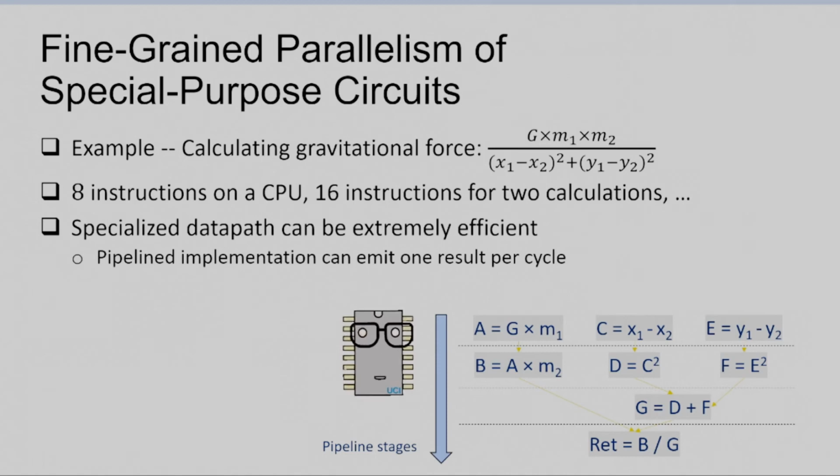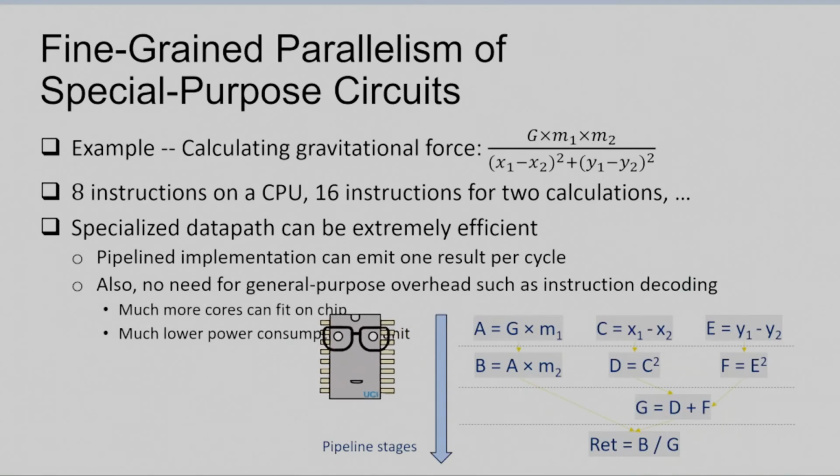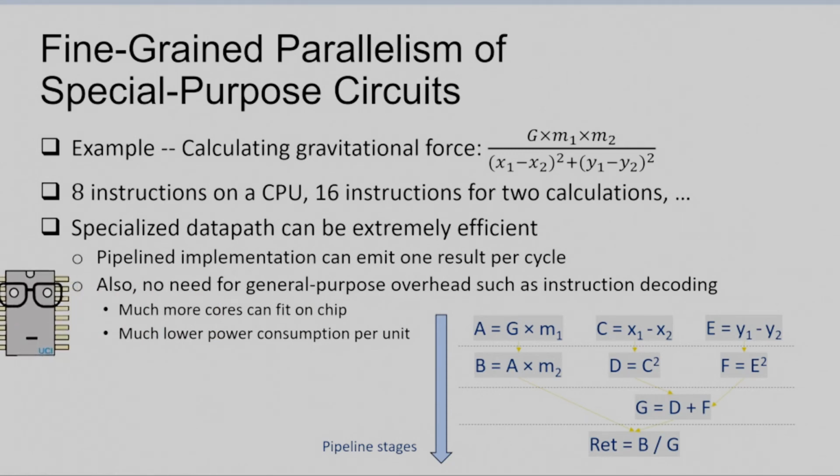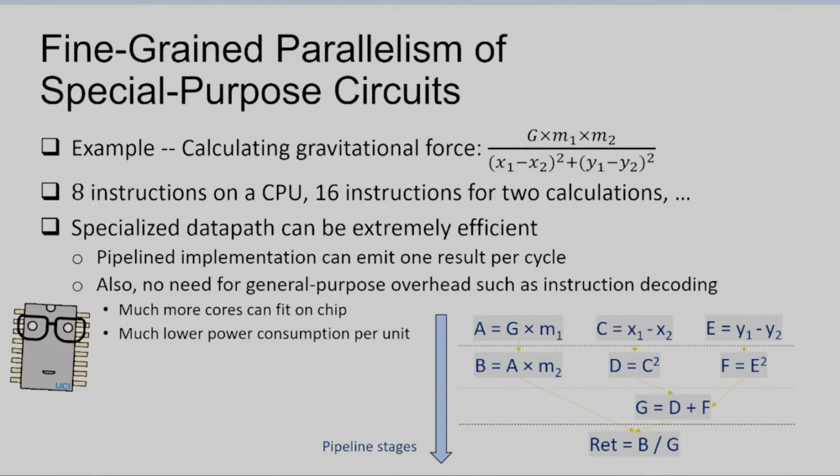The other is that specialized circuits are not bogged down by the need for general purpose overhead, such as instruction decoding or caches, or, well, they might need caches, but at least not transparently managed caches like the ones in the CPUs. So all of these things can go away, which means transistor usage per core is also much, much lower, meaning many more cores can fit on a chip and much lower power consumption per core.